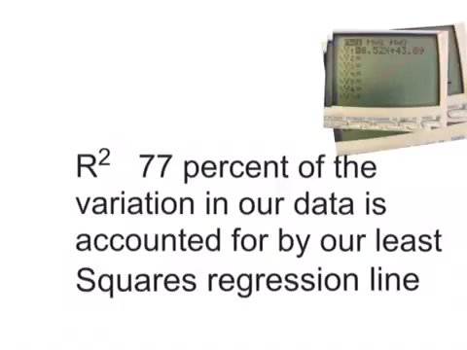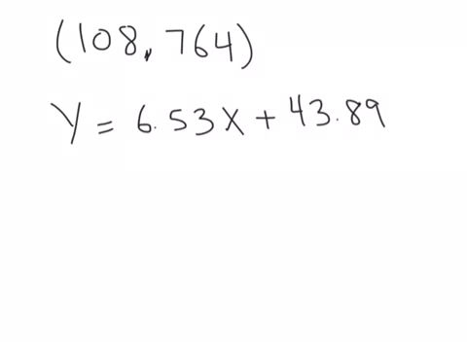This is a very good phrase to remember. So in this case, 77% of the variation in our data is accounted for by our least squares regression line. So this is a little bit important. Right here, this least squares regression line is really just a prediction of what we're going to get. It's kind of nice that we have an equation for this, and we can say, well, if we plug in a number for this x, we can kind of predict how many total yards we would get if we threw this many passes.